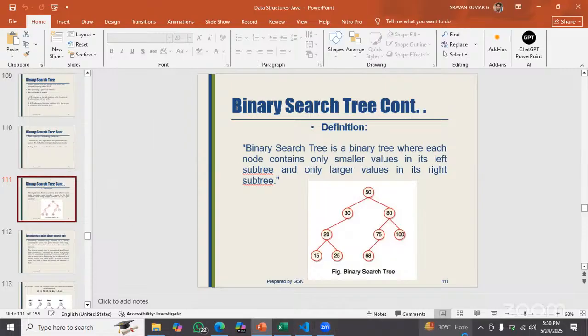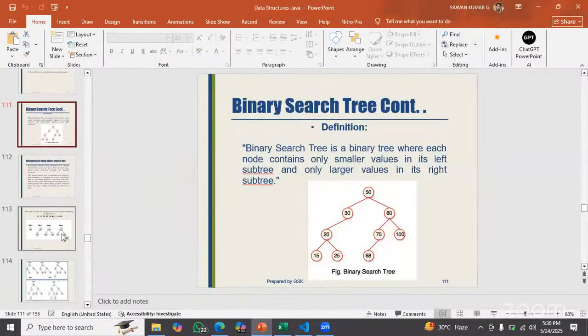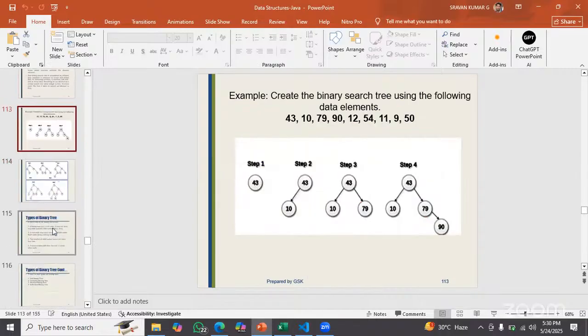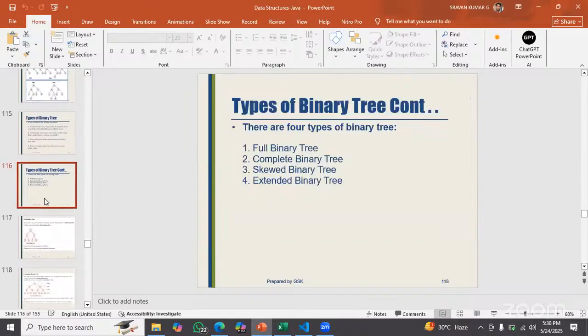So these are the points we covered as part of today's session. In the next session, we are going to see the implementation of binary tree and binary search tree. And we are going to see some more different types of binary trees also.